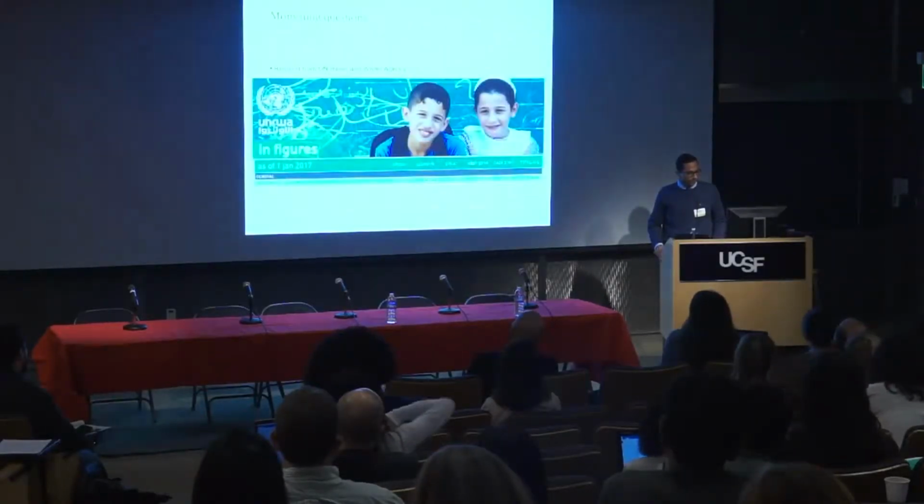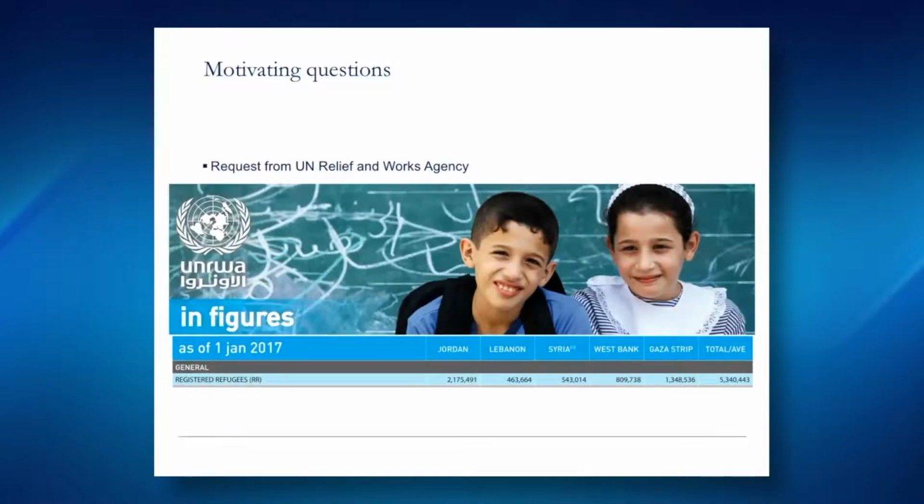The example I used was a request from the UN Relief and Works Agency to estimate the impact of unenrollment from one of their programs. The UN Relief and Works Agency provides healthcare as well as nutrition support services to a relatively large population of registered refugees in the Middle East, about 5.3 plus million people.